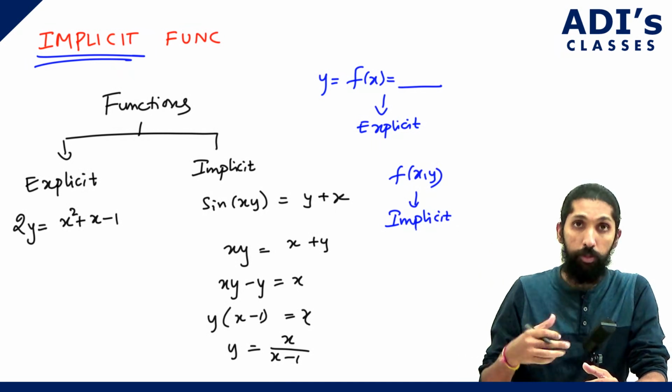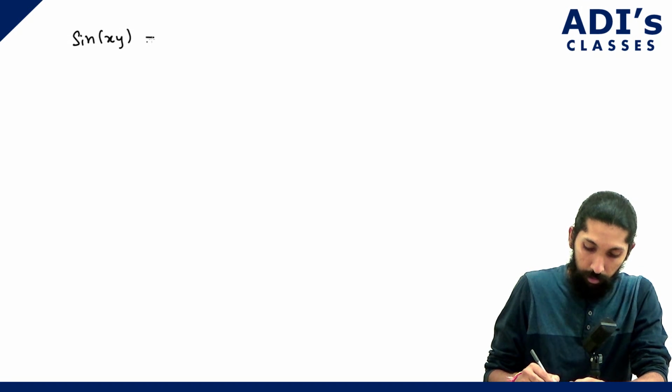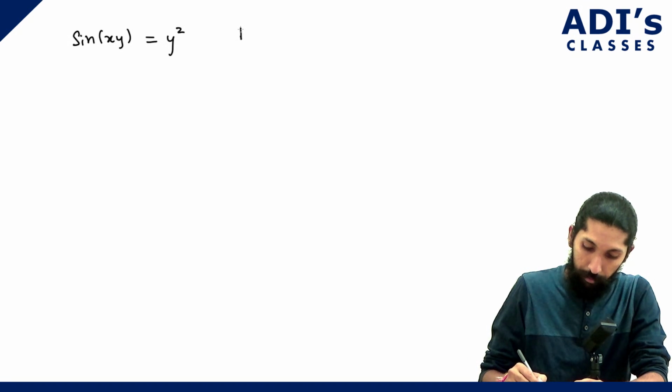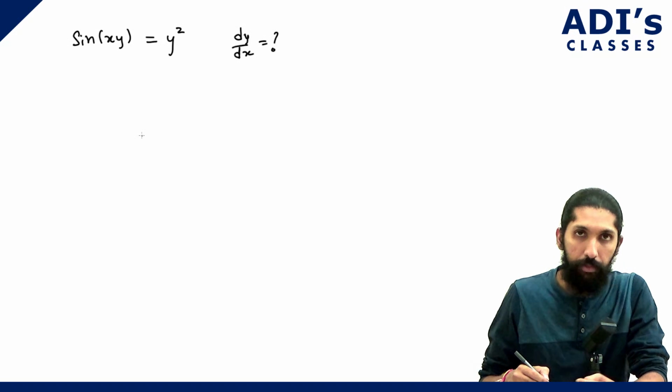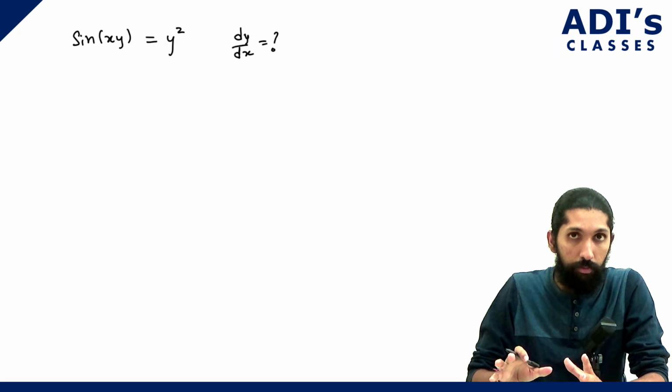Fine. Let me show you an example. Say you have a particular type of function, sine of xy is equal to y square. And I'll ask you, find dy by dx, or what is dy by dx. Whatever, simple. So first, we always start with the chain rule.